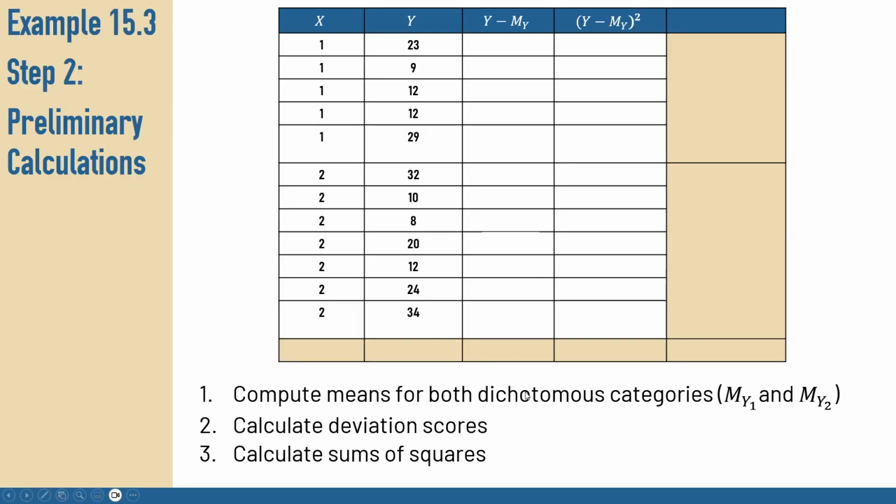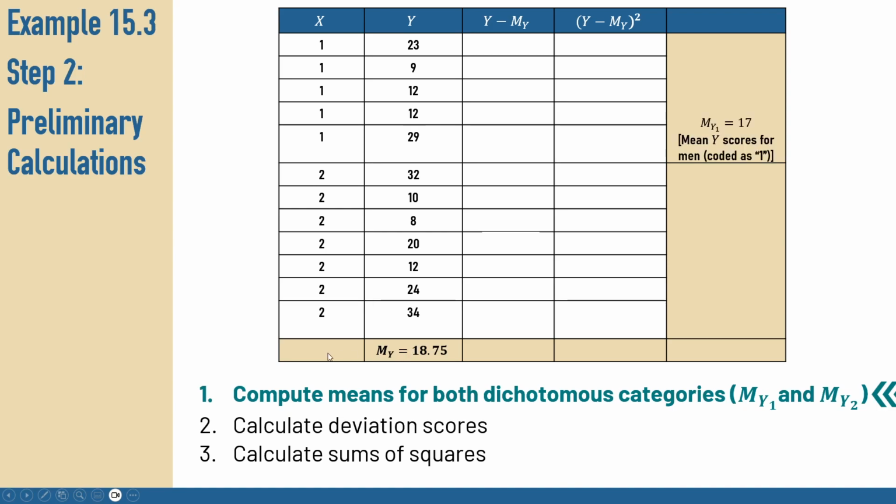So now let's fill out our table and compute the means for both categories. Just calculate the M of y and the M of x. And importantly here, we have the overall mean and then also the mean for each category, right? So M_y1 is the mean y-scores for men who are coded as 1. And M_y2 is the mean y-scores for women coded as 2, right? So in other words, the mean of the top 5 and the mean of the bottom 7.